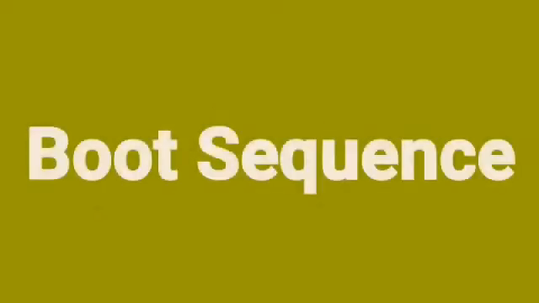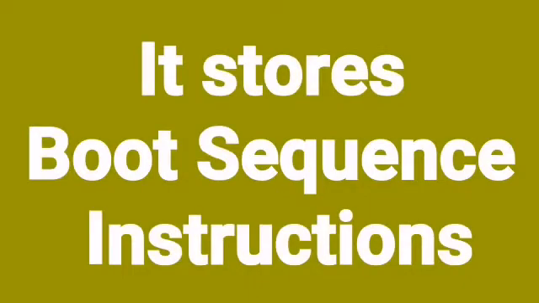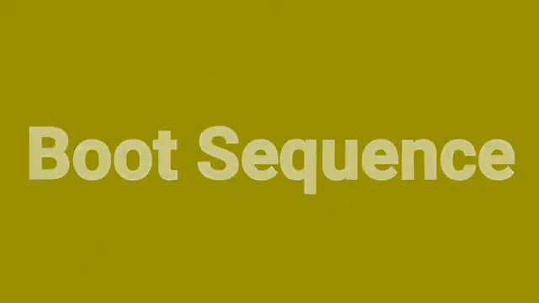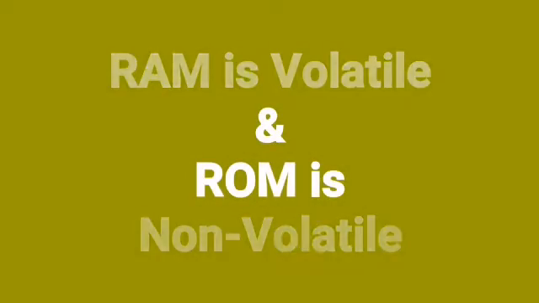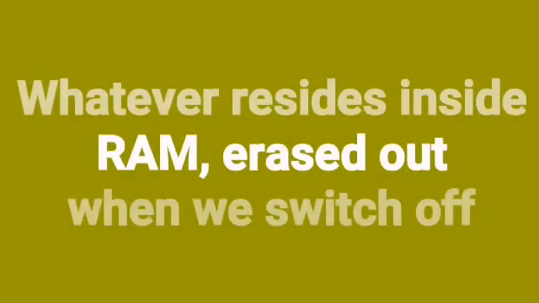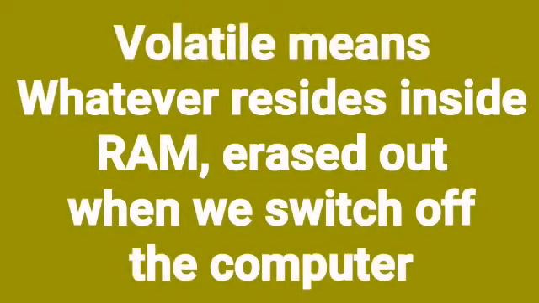Now come to the next point, that is ROM, read-only memory. ROM stores the instructions which start the computer. Now RAM is volatile by nature. Volatile by nature means it is temporary by nature. That means whatever resides inside the RAM will be erased automatically when power is switched off, if you shut down the computer.